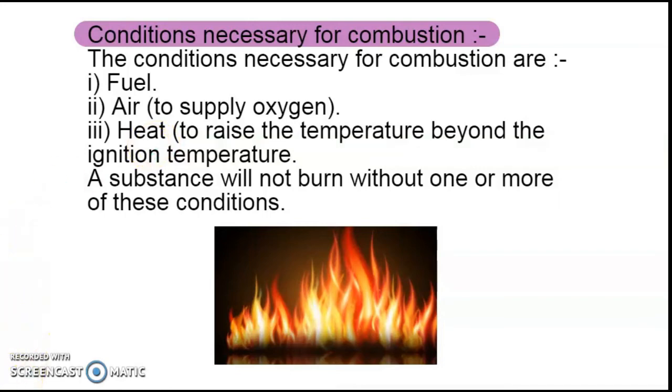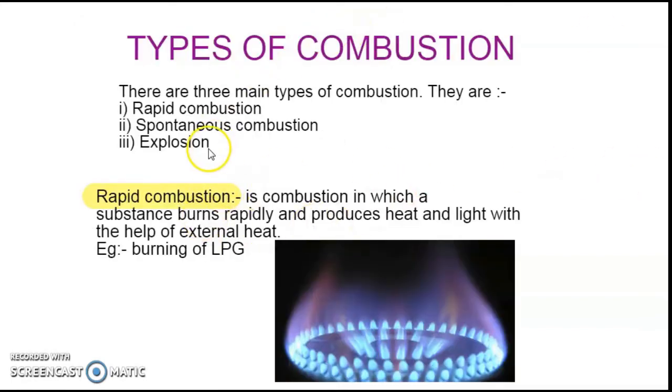Okay. Till now we learnt about combustion, the various types of fuels, and ignition temperature. Now we are going to study the three types of combustion. There are three types of combustion that occur around us: rapid combustion, spontaneous combustion, and explosion. So what is combustion? The process by which something catches fire or produces heat and light.